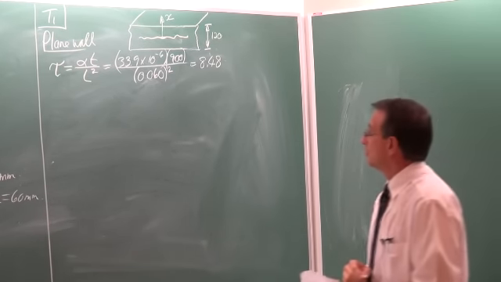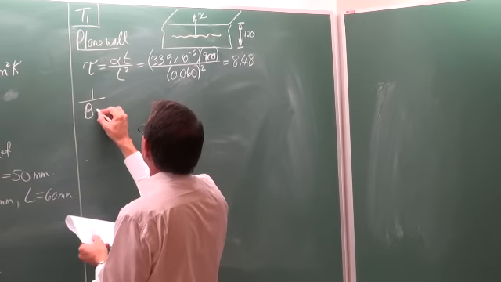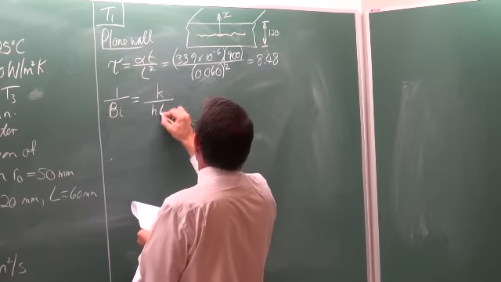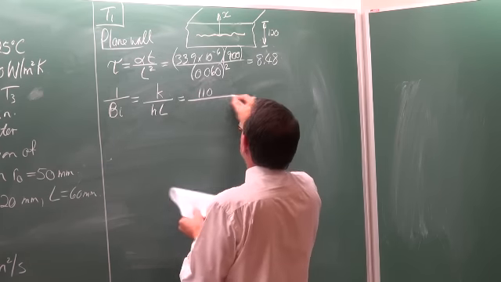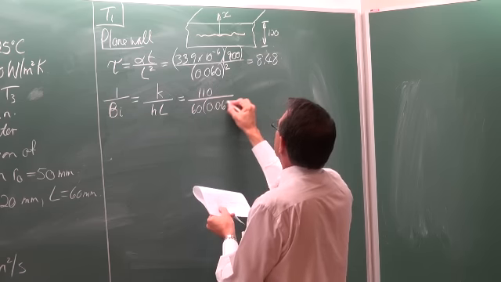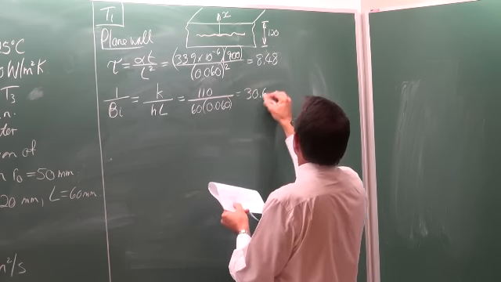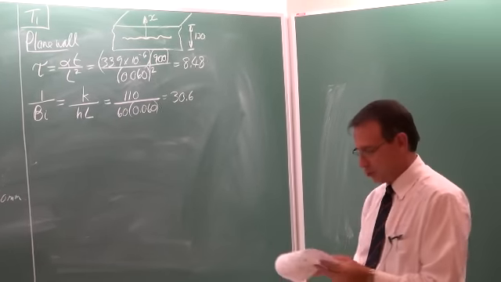That is equal to 8.48. Okay. 8.48, the non-dimensionalized time, and 1 divided by the Biot number is equal to k divided by hL. k is equal to 110. The heat transfer coefficient is 60. The distance L is also equal to 60, and that gives us 1 divided by the Biot number equal to 30.6.